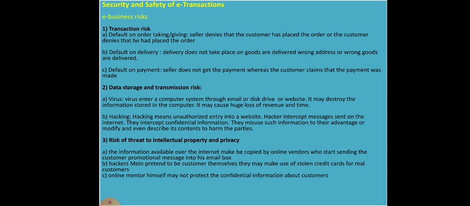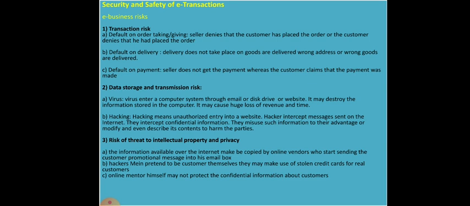Now let us see the third point, which is risk of threat to intellectual property and privacy. So here we will discuss 3 points. The first is the information available over the internet may be copied by online vendors who start sending promotional messages into the customer's email box. What hackers used to do, they used to get the information from the website, and similarly take the data content from there and start sending you such promotional email messages. So that is an intellectual property and privacy threat.